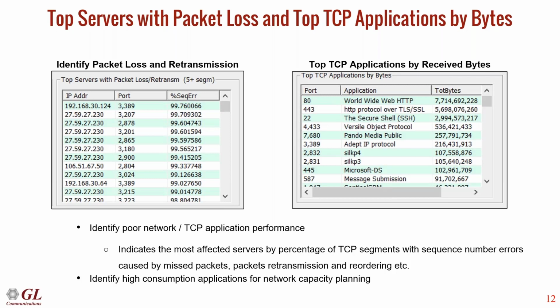One more statistic we are displaying, like I said, is top TCP applications by received bytes. One such example is generally web data, browsing data. Whenever we start browsing, there can be chances that we download huge data. In a similar way, we are providing statistics showing which particular port number is utilizing more bytes. This way we can identify high consumption applications for network capacity planning, so we can plan accordingly.